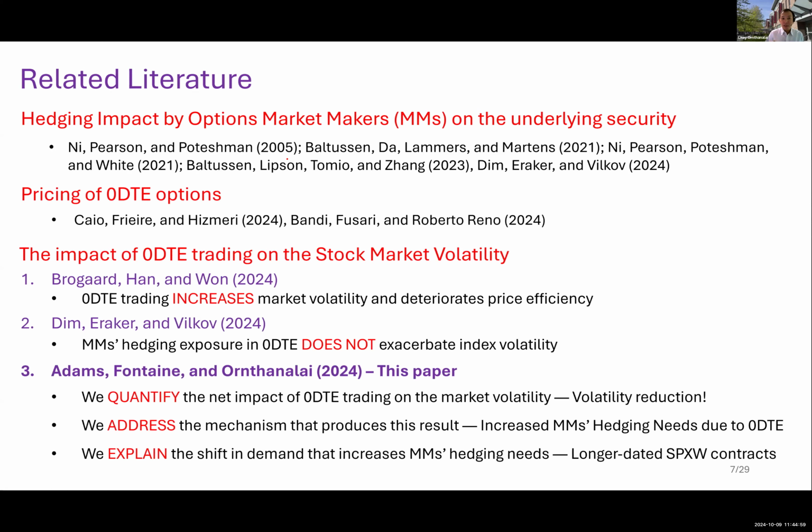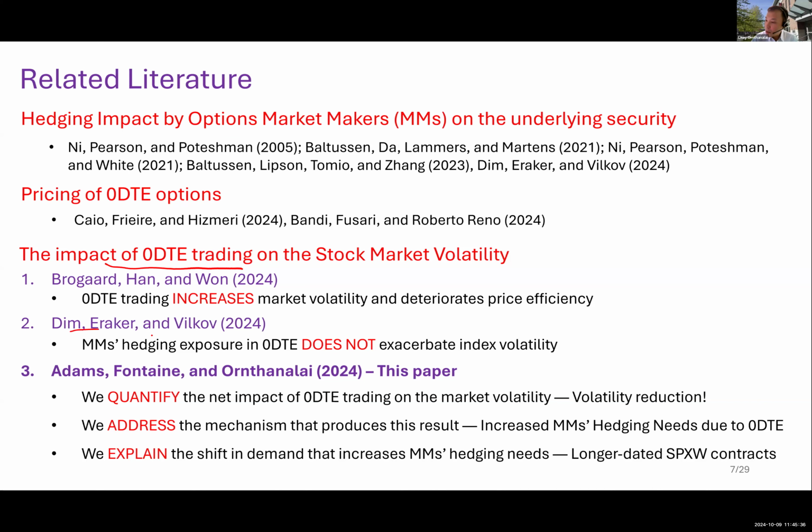We are closely related to the papers that look at the impact of 0 DTE trading on stock market volatility. So that's where we're coming in. There are a few papers in this area. The first is Bogart, Han, and Wan, where they show that 0 DTE trading increases stock market volatility. Their way of identification is to use the past trading volume as an instrument. And they conclude that 0 DTE trading exacerbates market volatility, and this is related to the high percentage of retail trading volume. We find the opposite result.